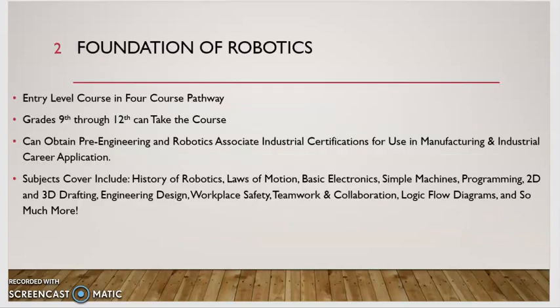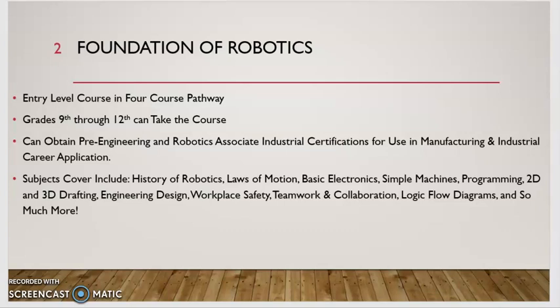Foundation of Robotics is the entry-level course in the 4-course pathway or academy we have here at Sun Lake. It is available for students of grades 9 through 12. From that course and the courses that follow, you can work on getting pre-engineering and robotics associate industrial certifications. Also, you can get some manufacturing industrial career application to what you're going to be learning.